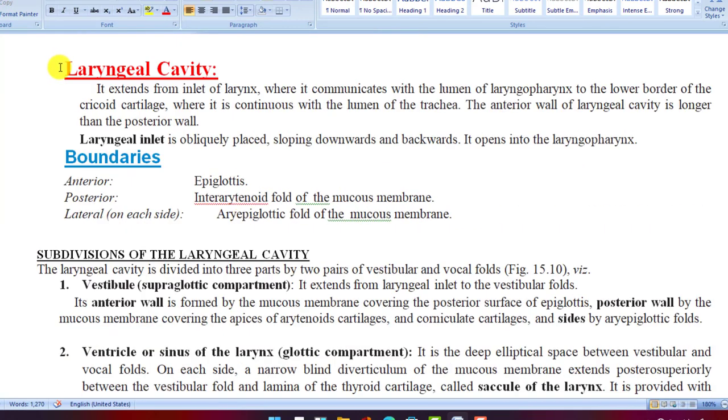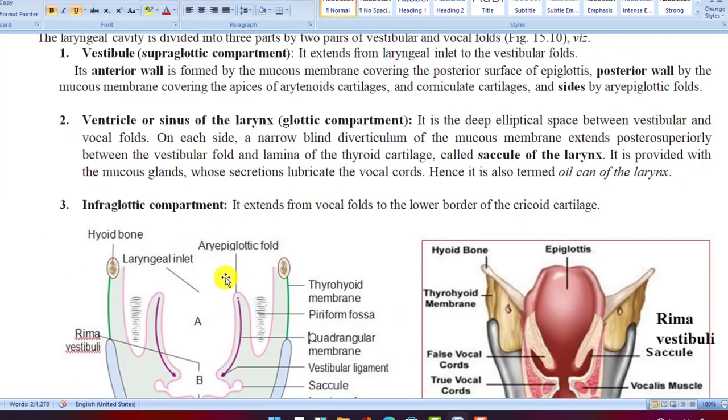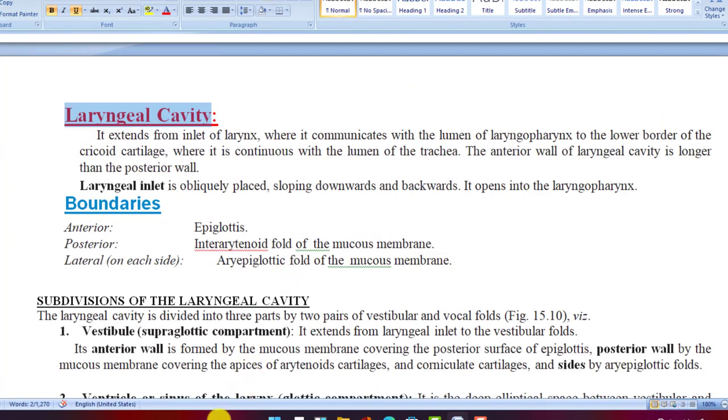Next lecture we will discuss the laryngeal cavity, its boundaries and its specifications, right? And then we will discuss the blood supply and everything of the larynx.